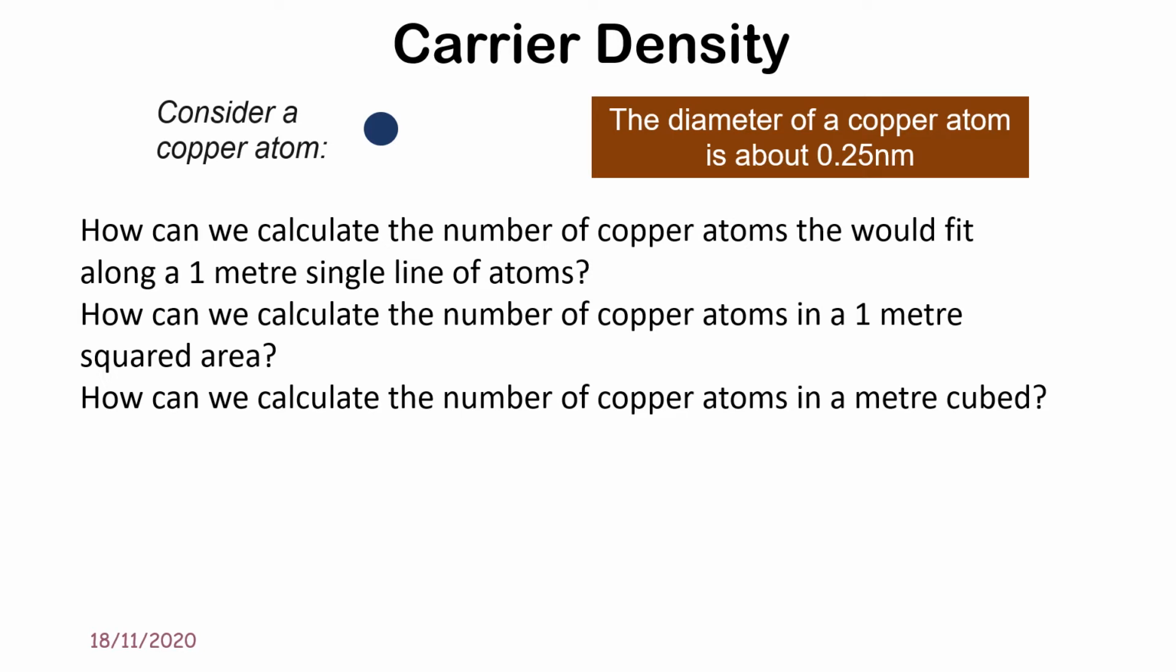I'd like you to pause the video and have a think about these questions. How can we calculate the number of copper atoms that would fit along a 1 meter single line of atoms with no spacings in between? How could we calculate the number of copper atoms in a 1 meter squared area? So just on the surface of a 1 meter square area, one atom thick, how many would we fit? Again with no spacings. And how can we calculate the number of copper atoms in a meter cubed?